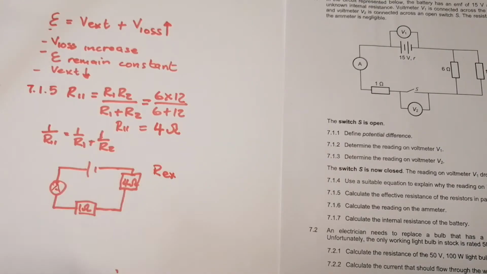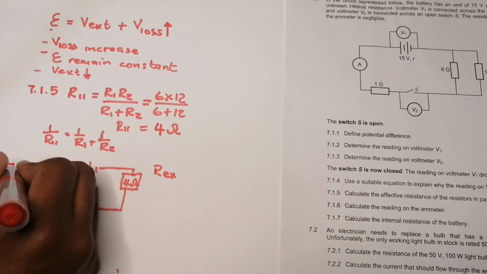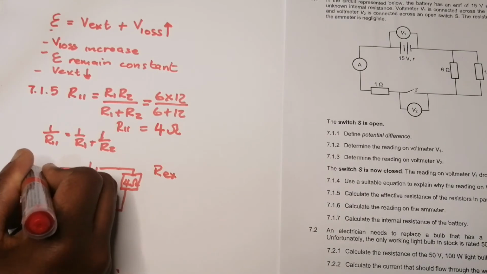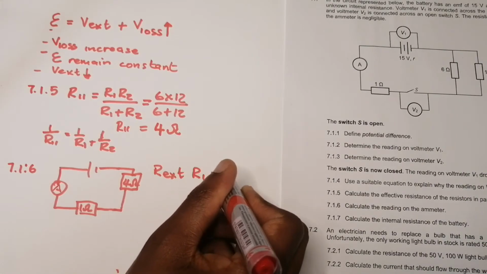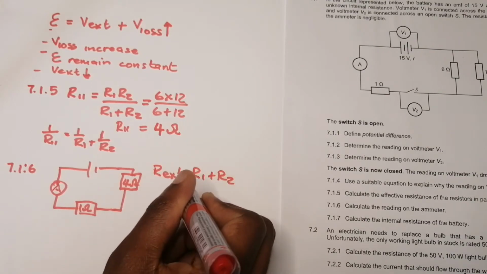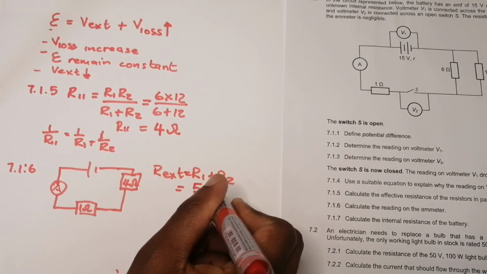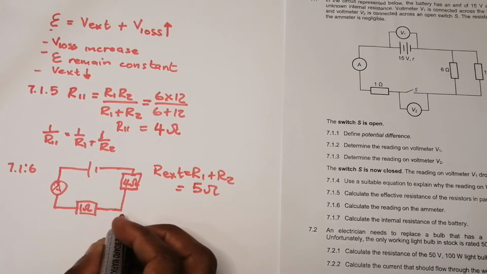So R external, now I'm answering 7.1.6. My R external would be R1 plus R2, or R parallel, whatever you want to call it. That would be equal to 5 ohms. That's 1 plus 4, right? But we're looking for the total current.